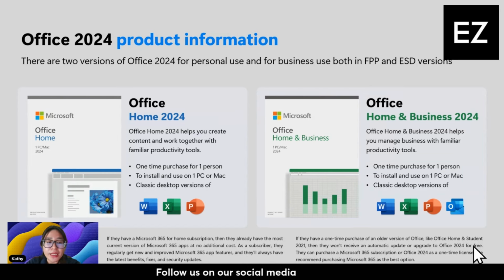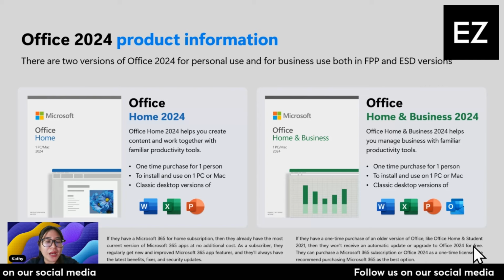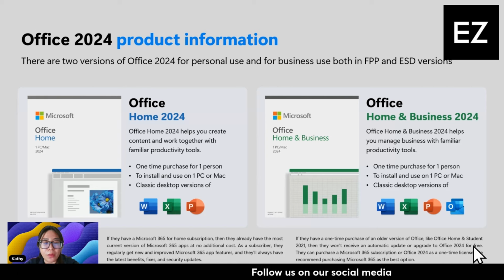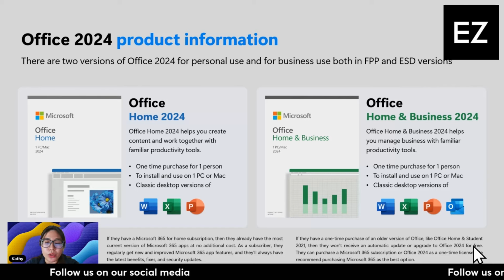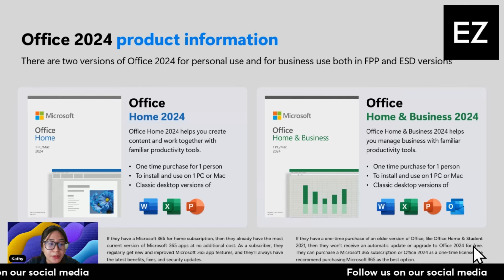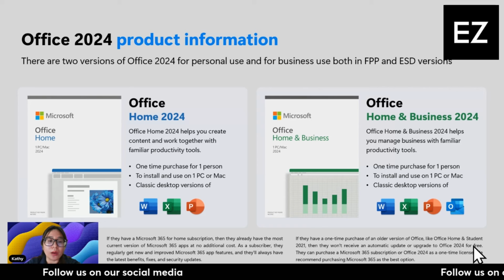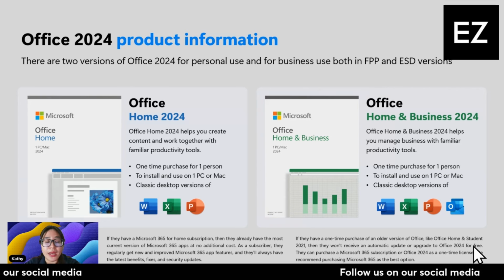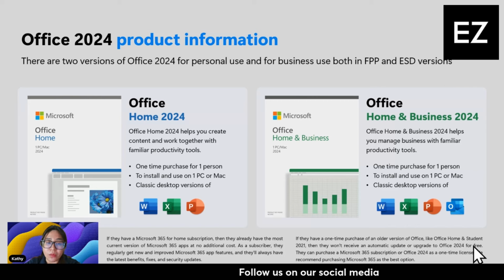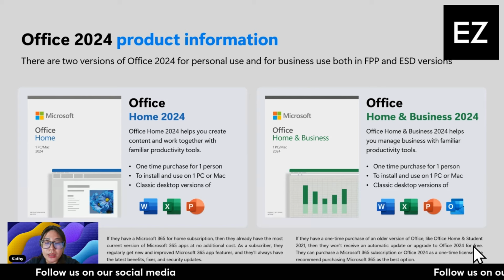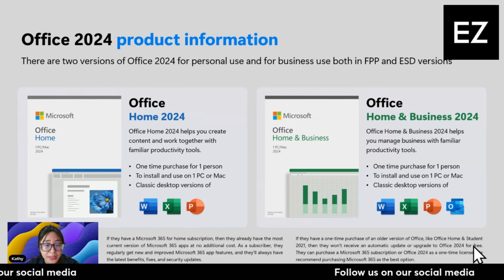But for 2024, it's no longer called Home and Student. It's just called Home. Okay, and this is very perfect if you want to have this in your own PC to use the Office apps, or maybe in a school setting like a library, for example. So this is a one-time purchase for one PC or Mac, and you'll get all the classic desktop versions of Word, Excel, and PowerPoint. All right, and if you're looking to use Outlook, then you can consider Home and Business.